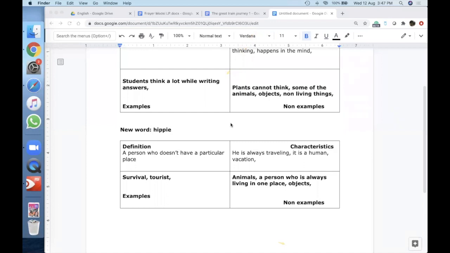We can move to the lesson. We can read some of the lesson. Whenever we come across a new word that we don't know the meaning of, then again we can use the Frayer model. Okay, we will do that.